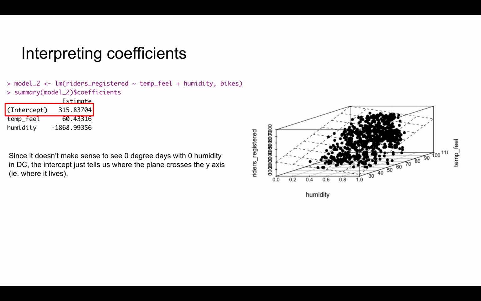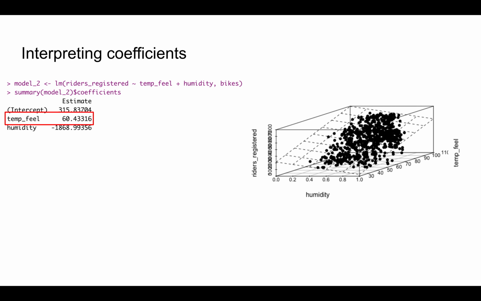Beyond using it to make specific predictions, let's dig into the meaning behind our three model coefficients which define the model plane. First, since it doesn't make sense to see 0-degree days with 0 humidity in Washington, D.C., where our bike data is taken, the intercept isn't contextually meaningful here. It just tells us where this plane crosses the y-axis, or where this plane lives in our three-dimensional space.